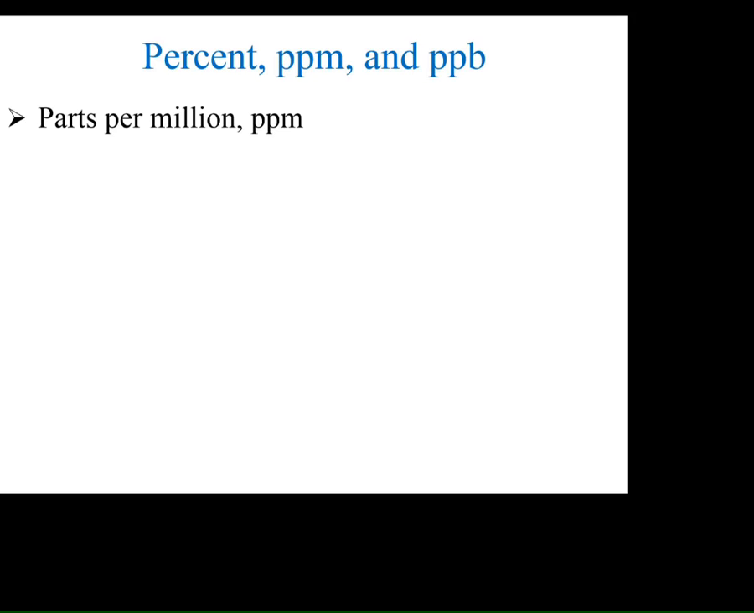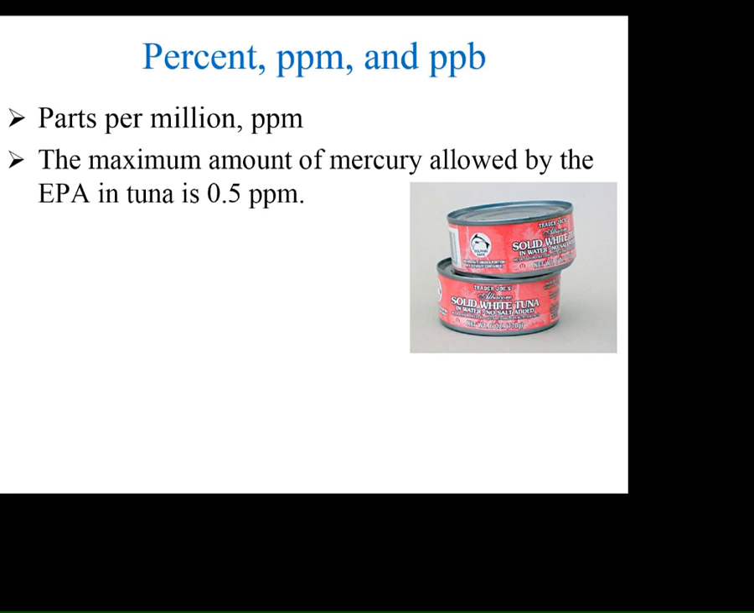Well, how about parts per million? So I said percentage is basically parts per 100, right? It's basically 5 out of every 100. Well, parts per million is basically out of a million, okay? So let's say, for example, in tuna, the EPA only allows there to be 0.5 parts per million mercury in your tuna. So that means out of every million parts of tuna, there can only be 0.5 parts of mercury.